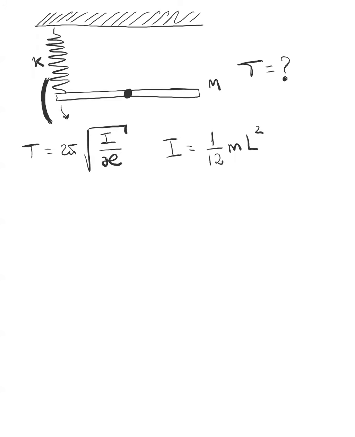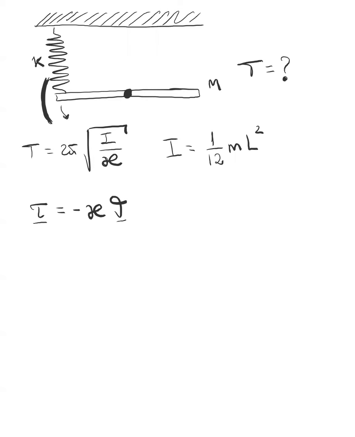Now, what about the torsion? To find torsion, I will do exactly the same thing as I did before. I know that torsion is something that relates torque to the angle. So I will write down the equation for the torque, and I will try to figure out what the torsion coefficient is from there.